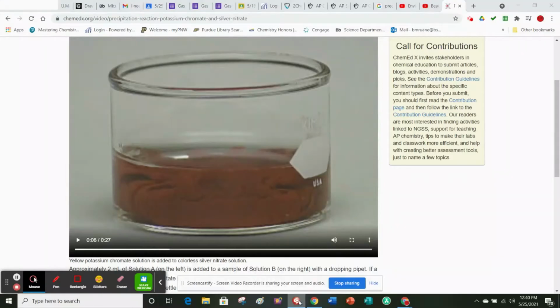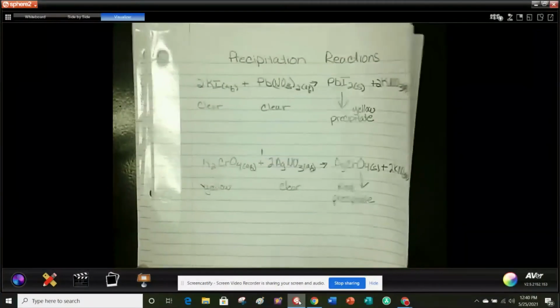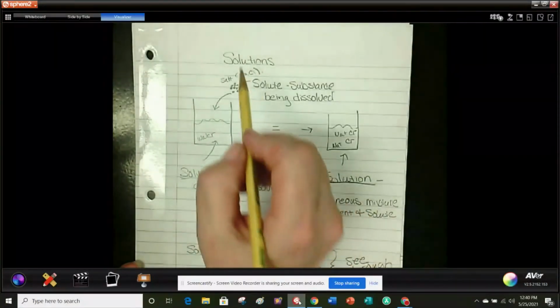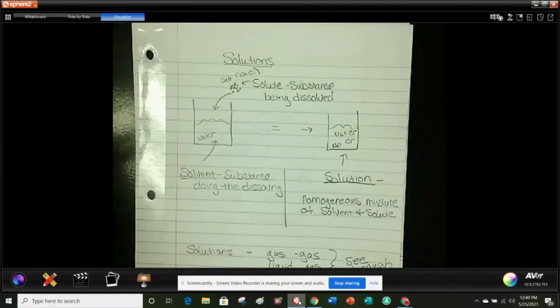So all these reactions are being run in solution. So here are your notes, and we're going to start working on solution chemistry. This is our next unit, and we need to start with our vocabulary.